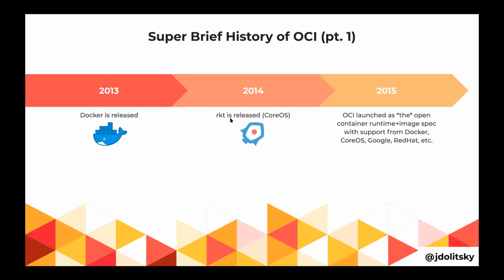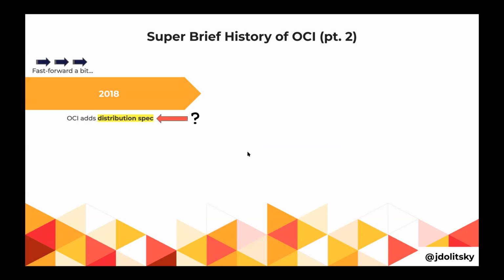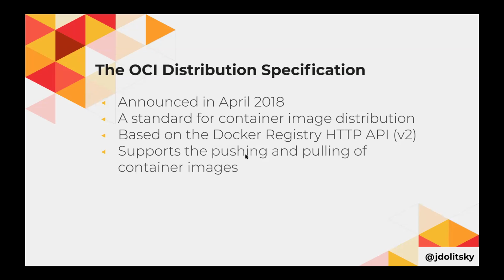Here's sort of a timeline of what happened. Docker came out in 2013, and then Rocket came out with an alternative spec in 2014. And then finally, the year after, they kind of agreed on an open way to do these things with containers. And then in 2018, it added another spec called the distribution spec. The distribution spec is basically a copy of the Docker registry API. So they took what the Docker distribution project did and turned it into a spec.